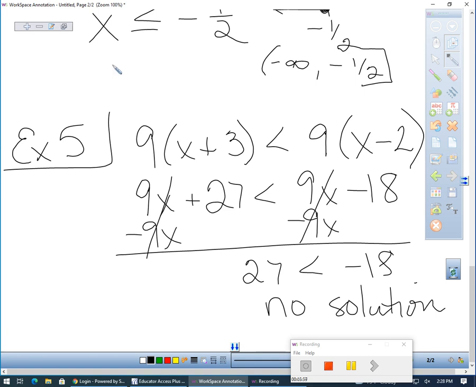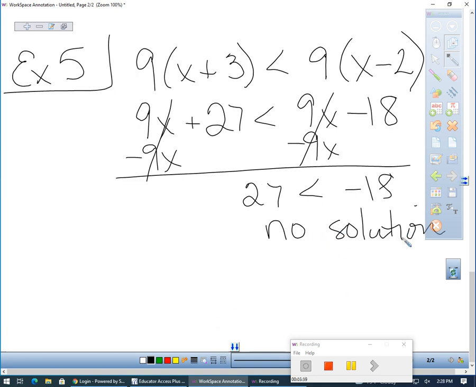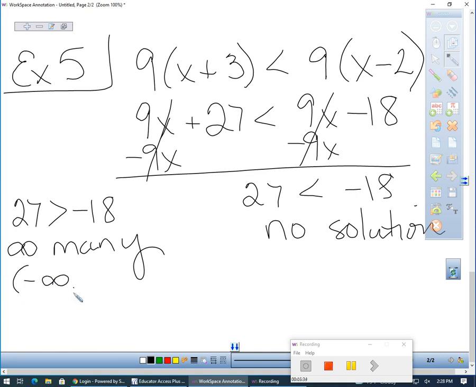Correct. So what do you think we're going to say if this sign would have been flipped the other way and it was 27 is greater than negative 18? Yes, that would be true. So for no solution, there is no interval notation. However, if it would have been 27 is greater than negative 18, which is infinitely many, that interval notation goes from negative infinity to positive infinity, because it includes everything. So you have a couple of those in your homework today.